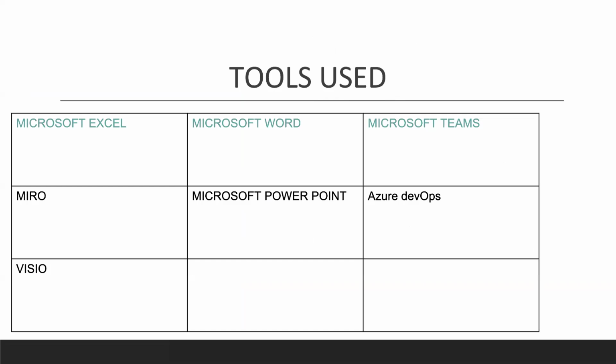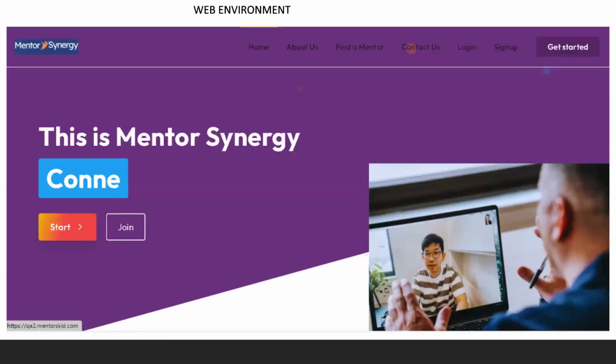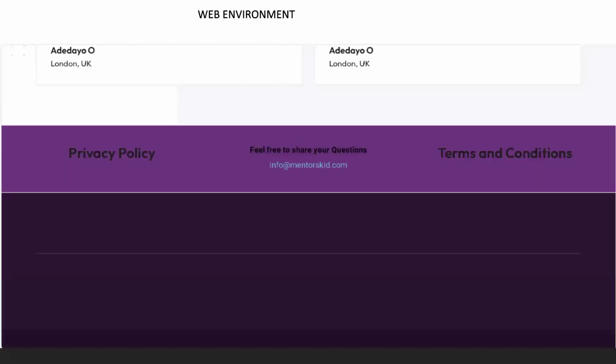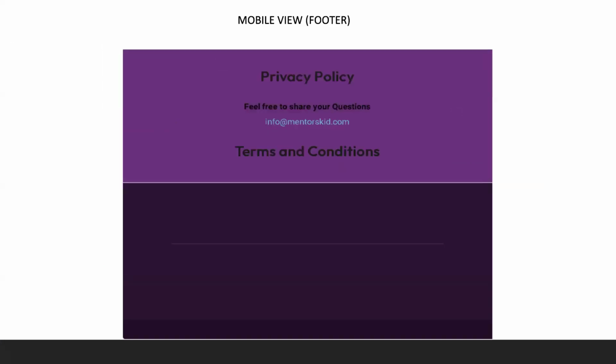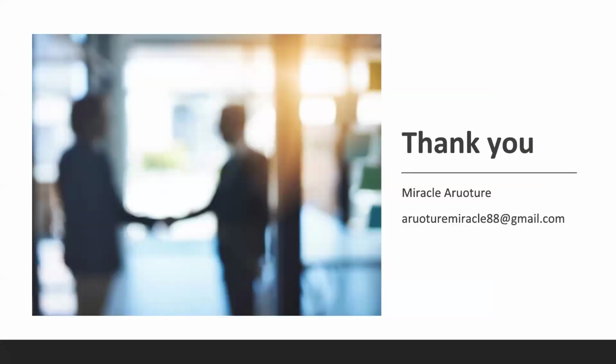Okay, these are the tools we use: Excel, Word, Teams, Miro, PowerPoint, Azure DevOps, and we use Visio in developing the roadmap. Next slide, please. Okay, this is the snapshot of the website. And next slide, please. There's also the snapshot, and there's a mobile view. So in conclusion, we're 88% as regards to the goal. Thank you very, very much.